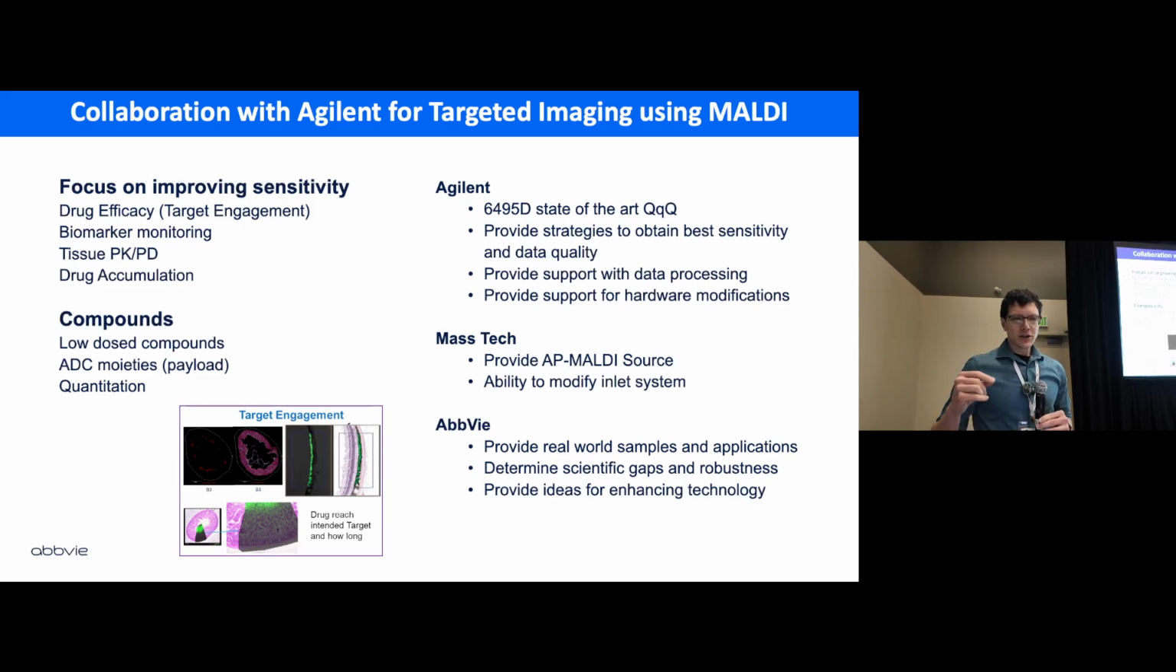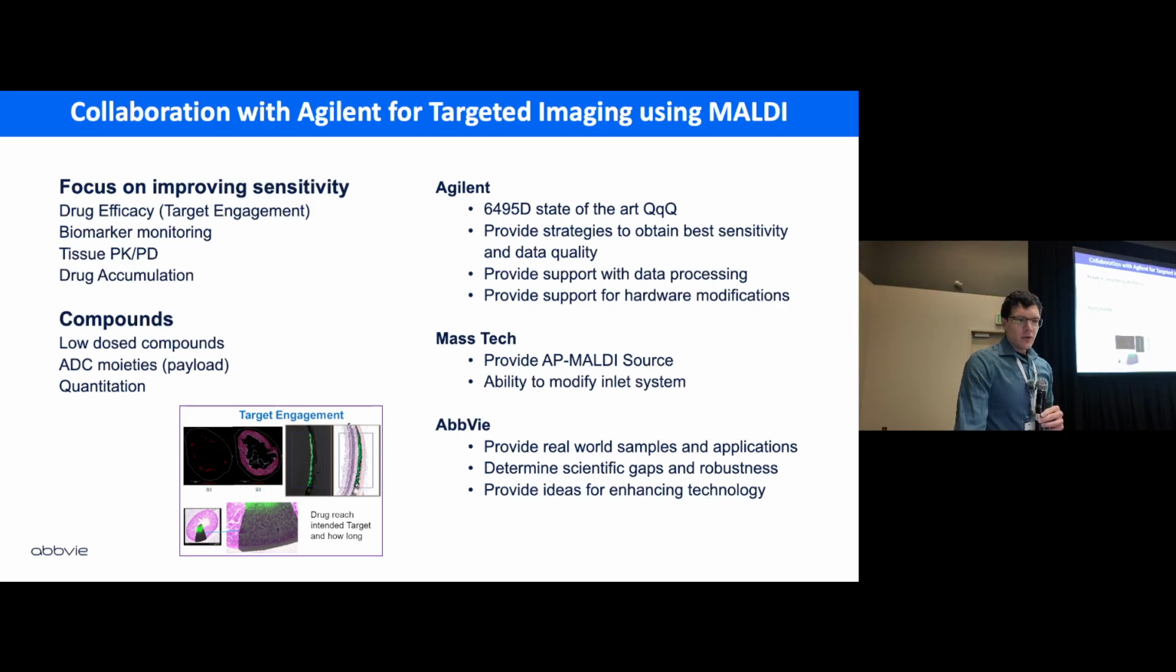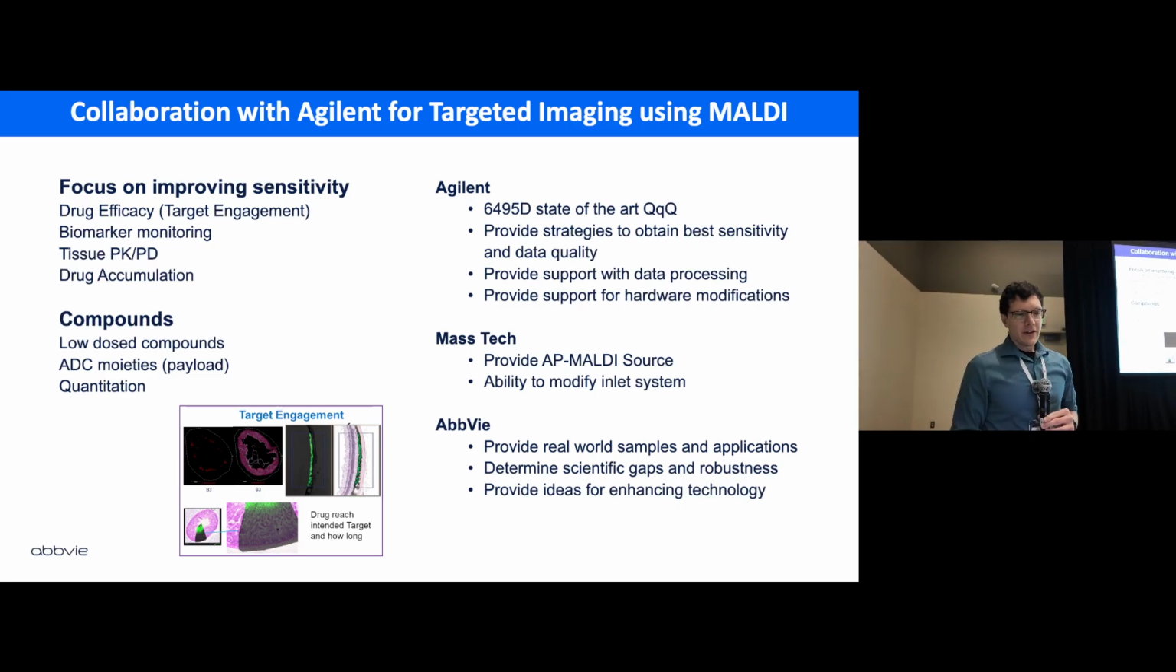So AbbVie, in partnership with both Agilent and MassTech, worked on really getting this targeted imaging process up and running at AbbVie. This was focused on improving our sensitivity for our drug efficacy, biomarker monitoring, or tissue PK studies. We're looking for compounds that are often very low dosed, or ADC moiety payloads where they are dosed at a milligram per kilogram for an animal, and then of that, the actual compound of interest that I'm looking at is 0.1% of all of that. And this is what we're using for quantitation.